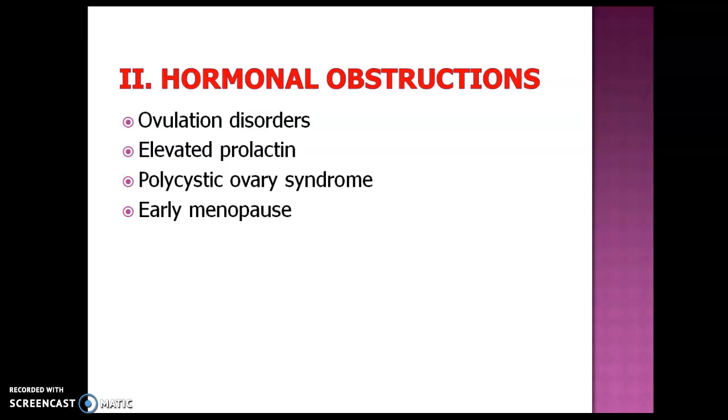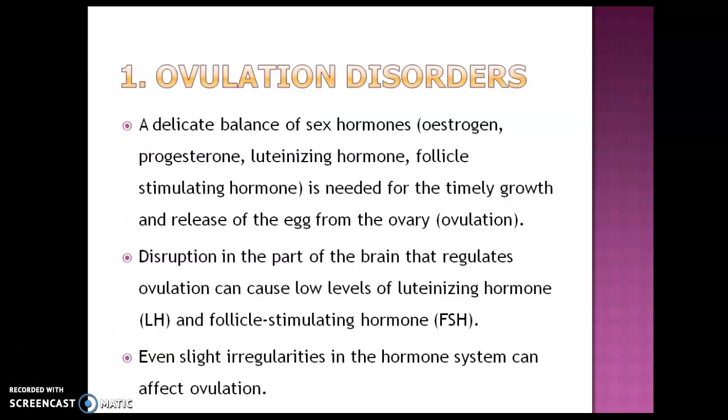Here, in hormonal obstruction, infertility because of hormonal obstruction can be because of ovulation disorders, elevated prolactin, polycystic ovarian syndrome, or early menopause. As the name indicates, the infertility in ladies may be because of the fluctuation of hormones. So we'll start with the first one, that is ovulation disorders.